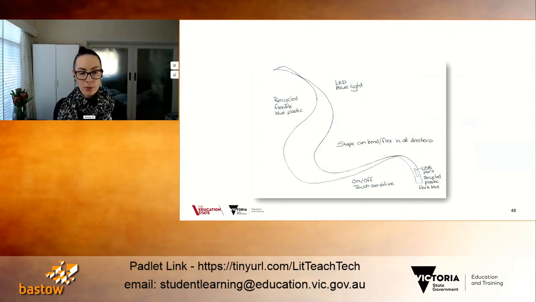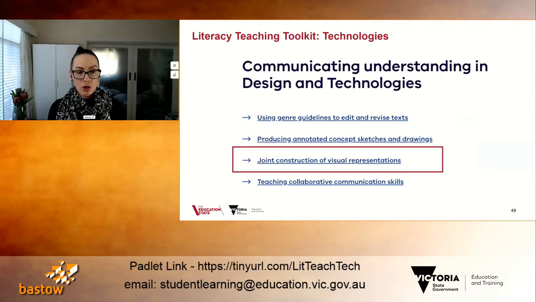So in this example, they've asked the students to create a futuristic version of a bedside lamp and get feedback on it and add more annotations. So in that section of the toolkit, they're talking about how can we help our students to produce more effective annotated concept sketches instead of just assuming that they're going to know how to do it. Joint construction of visual representations.